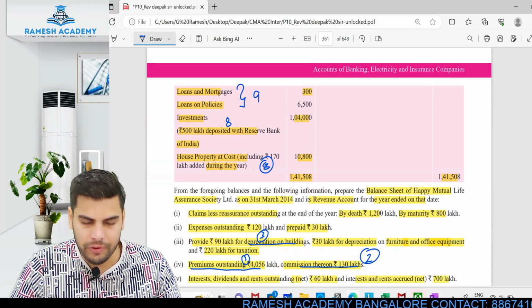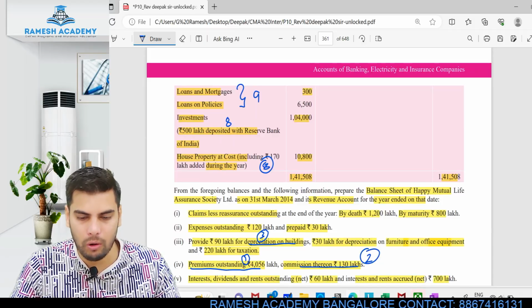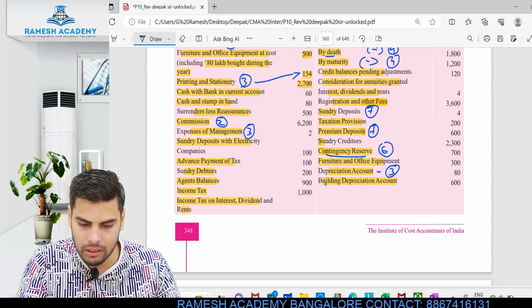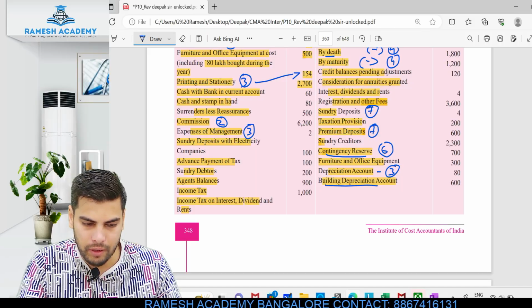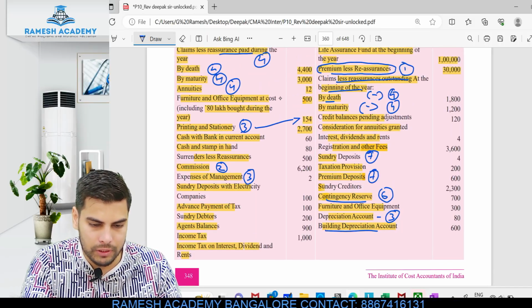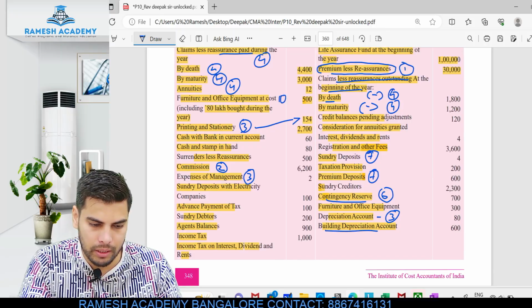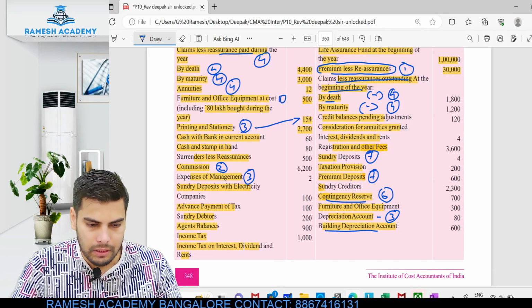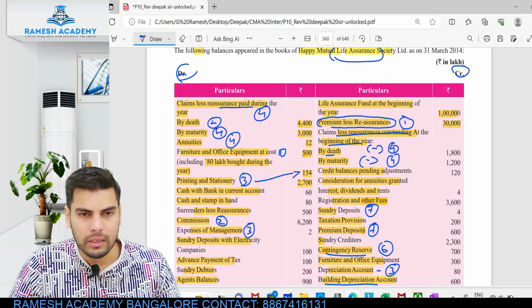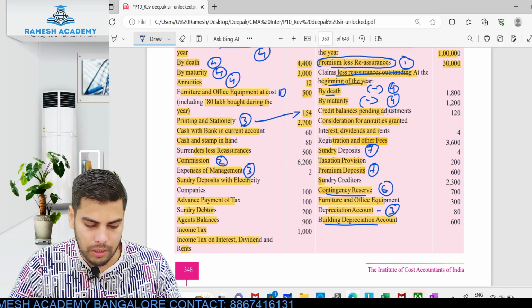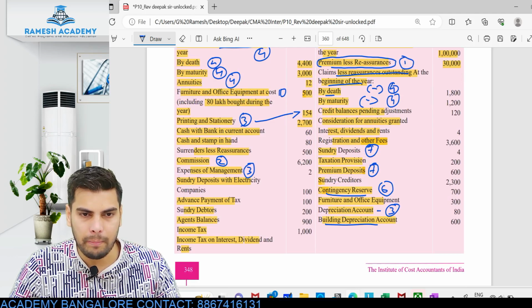So 10 would be your fixed assets. We'll see, because they have not given all the information in one place. Here if you see, building depreciation account they have given. So furniture and office equipment, this would be schedule number 10. We'll have to consider the depreciation as well. So what about schedule number 11? 11 would be cash and balance with bank.